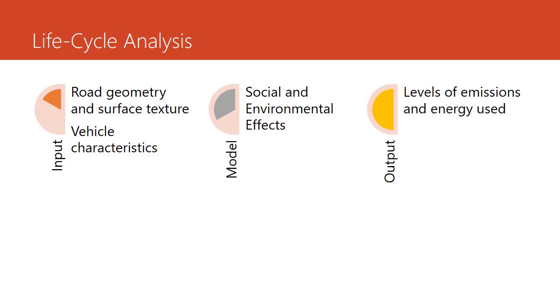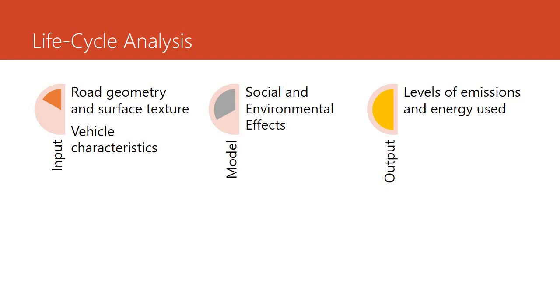In HDM4, road infrastructure projects are not only evaluated for their technical and economic outcomes but also for their broader social and environmental impacts. The social and environmental effects model begins with key inputs such as road geometry and surface texture, which affect vehicle energy use and emissions, and vehicle characteristics, including engine type, fuel consumption rates, and emission profiles. Using this information, the model simulates how road condition and vehicle performance contribute to environmental impacts.